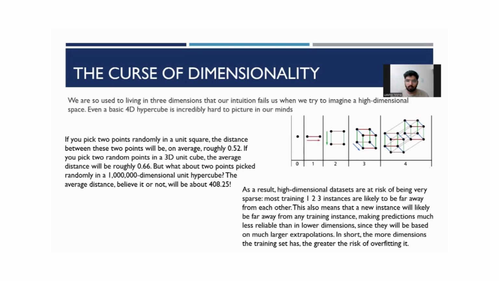In lower dimensions we have less space and the distance is less, so we can have good predictions. But in high dimensions, the distance between any two training instances increases on average. So it is very difficult to give reliable predictions, as they will be based on too much extrapolation. So in short, the more dimensions the training set has, the greater the risk of overfitting it.